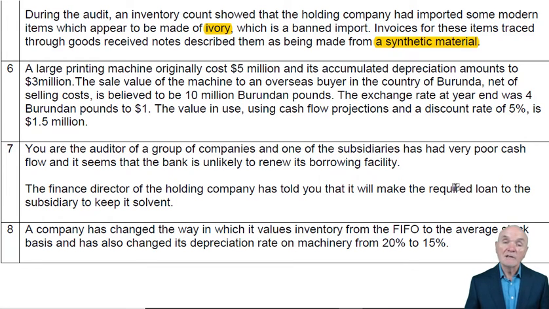You should know that a change in depreciation rate is not a change of accounting policy. It is a change of accounting estimate, and they are called prospective changes. So the change of inventory is a retrospective change. The change of depreciation is a prospective change. You simply say, well, here's the valuation at the end of the year, and you depreciate it from that point onward over its remaining useful life.